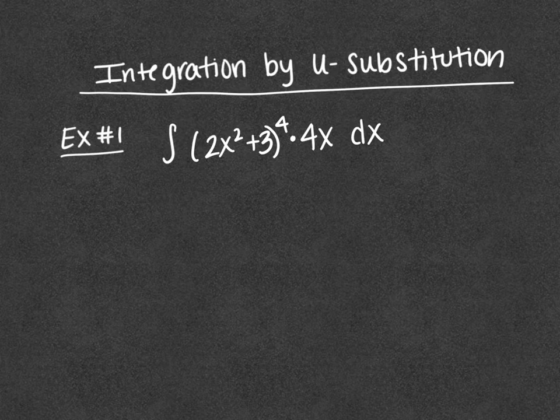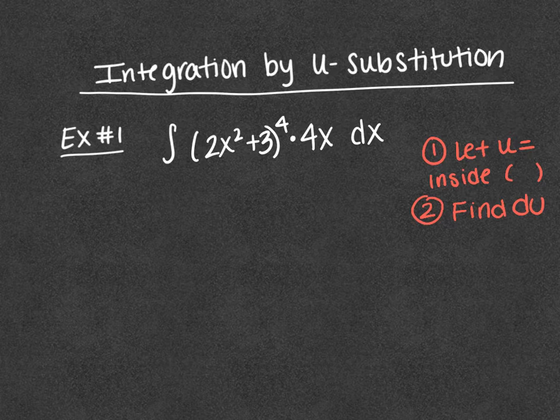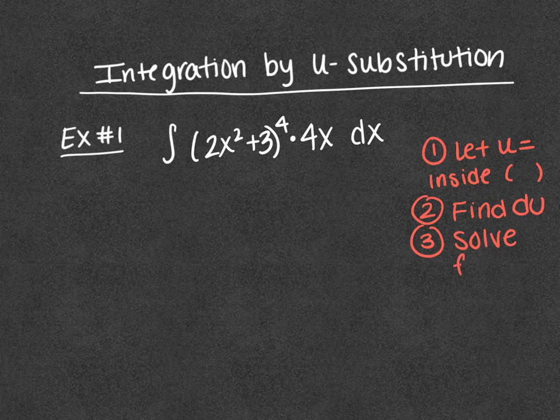So the first thing you want to do is let u equal the stuff that's inside the parentheses. And then once you do that, you have to find the derivative. So we're going to find du. And then the third step is we're going to solve for dx. So just write down those steps so you have them on the side, and then I'm going to show you what exactly that means.